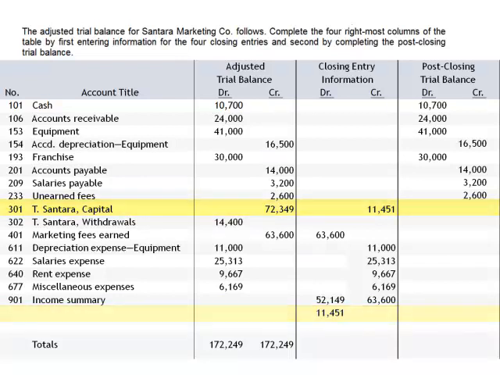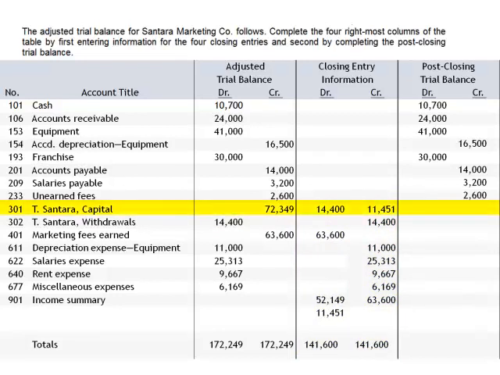The final closing entry closes the withdrawal account to capital. This journal entry is a credit to the withdrawal account, $14,400, and a debit to Sentara capital. The next step is to total the columns for the closing entries, $141,600 in debits and $141,600 in credits. Let's go back and look at Sentara's capital balance.